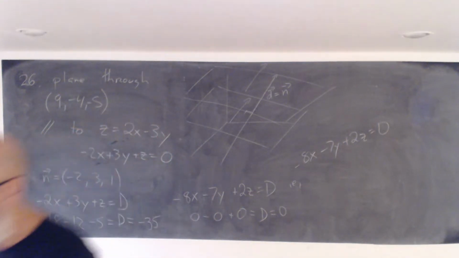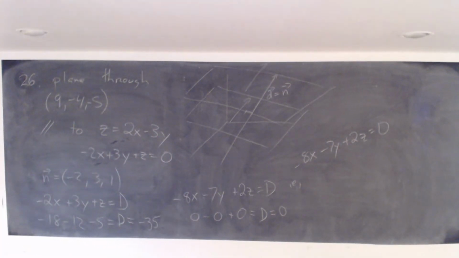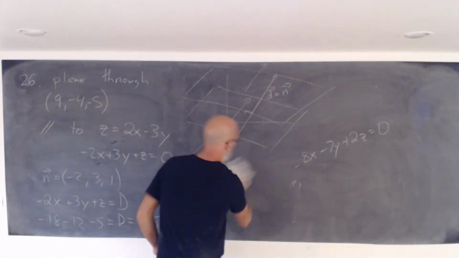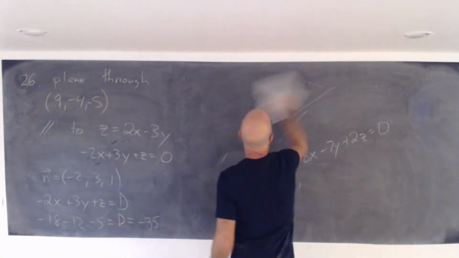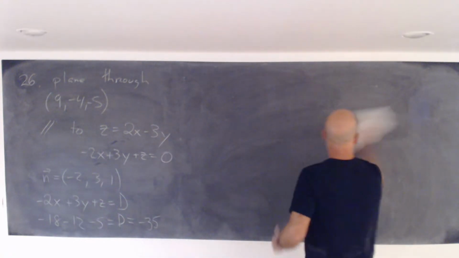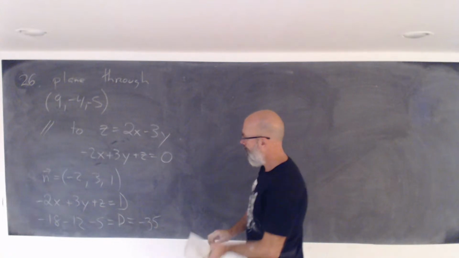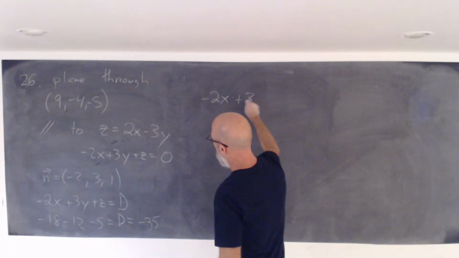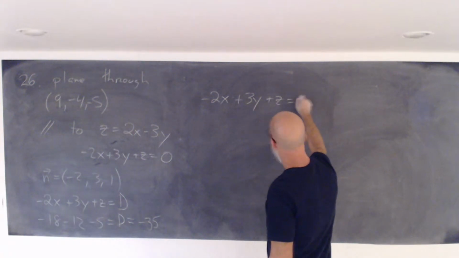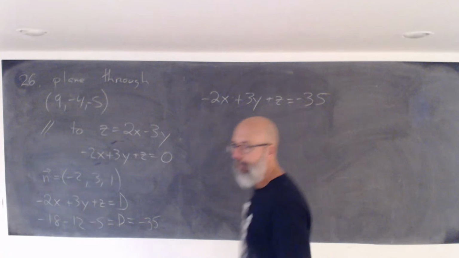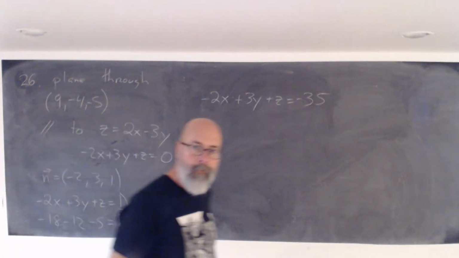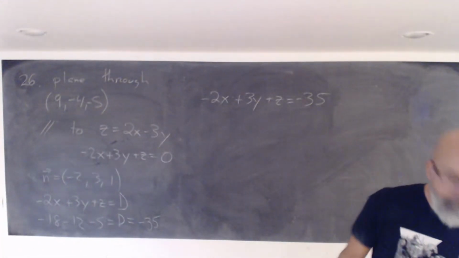In other words, the equation of the plane we wanted was minus 2x plus 3y plus z is minus 35. How are we doing here? Questions? Anybody?